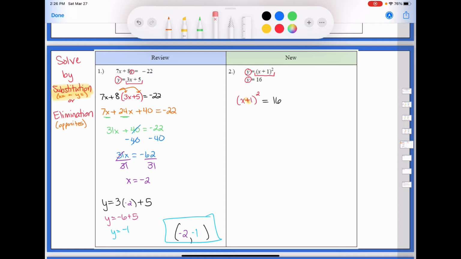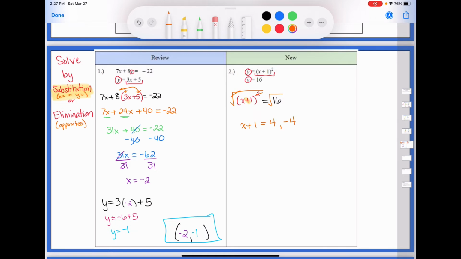I'm going to save a ton of time and remember all my different ways of solving quadratics from the last unit. And I'm just going to say, hey, that squared is by itself, so I can get rid of that squared by doing a square root right away. So this becomes x plus 1. Remember, what times itself gives me 16? Could be positive 4, or it could be negative 4.